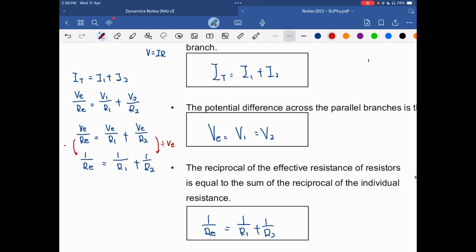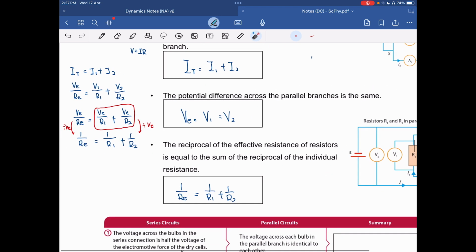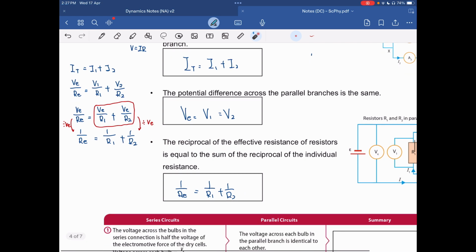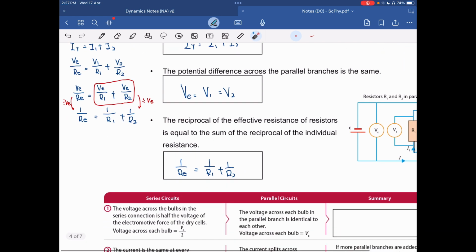VE divided by VE. Remember this is one side of the equation. I can factorize the VE out. So when I factorize and divide by VE, the remaining result will just be this. So that's how I get the relationship of the resistance.